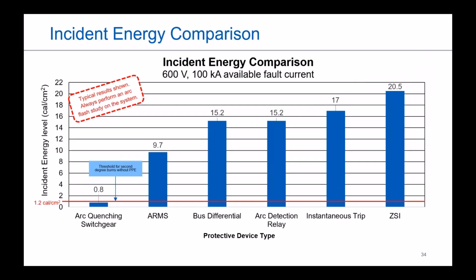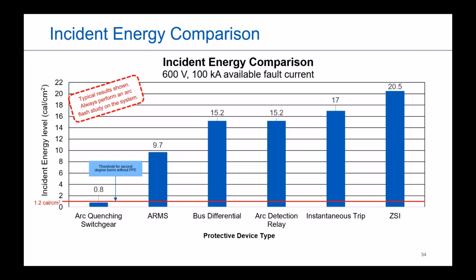Then if we go a step further and take out that short time rating from skewing our results so much, you can get a better idea of how different options stack up against each other. You can see where arc quenching switchgear is, it's below that magic number we talked about, that 1.2 calories per centimeter squared level. The value you see there was actually measured from test results in a lab, where 0.8 was the maximum. It wasn't even the average. It was the maximum of what was seen during an event. I would say our average was quite a bit lower than that.